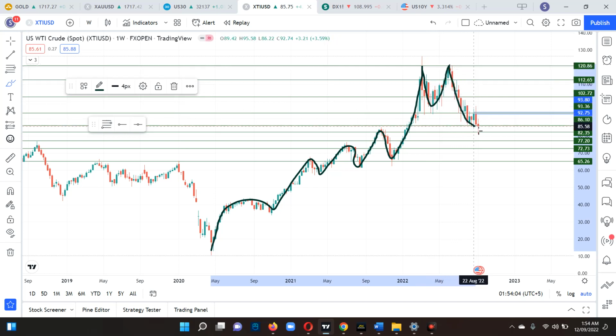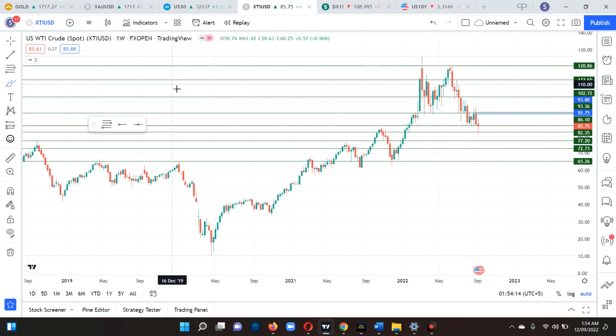Right now the market is at a proper supportive area of oil. We have to check this area very carefully, because if the market breaks this area, there's a possibility that it can again come towards its previous lows like $65 or $63 per barrel. So now let's start with the analysis.